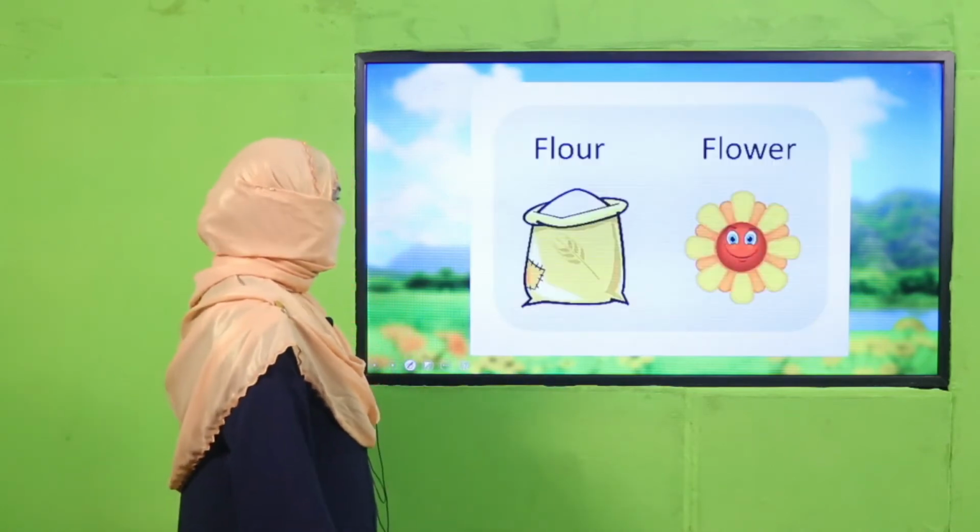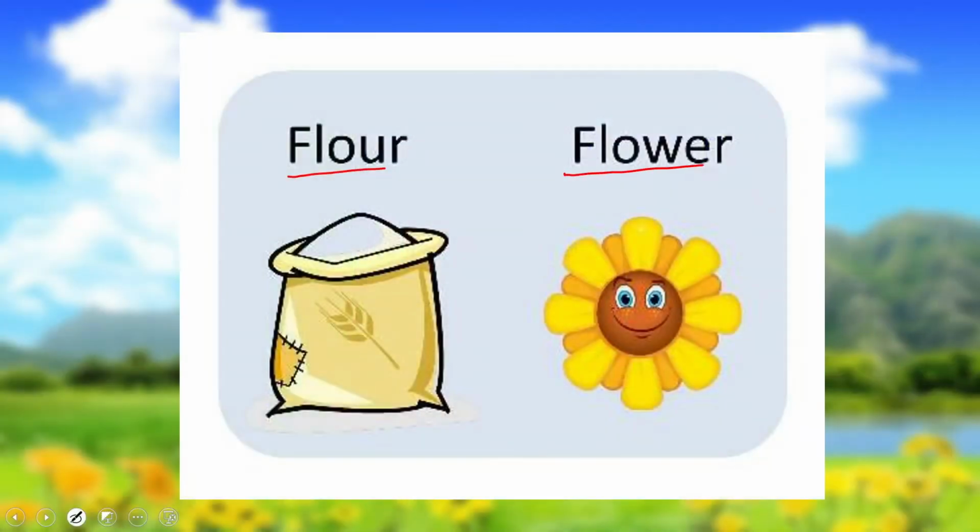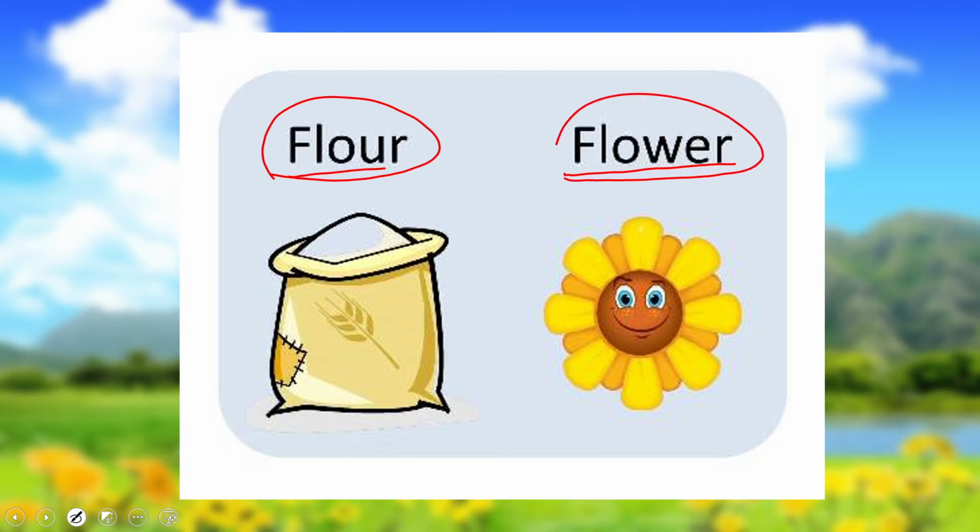Okay. The next example is flour and flour. What this flour mean? The flour with which we make roti, right? We make chapati out of it. And this flour is the flower which you can see here. So they sound same, but their spellings are different. So they are homophones. Okay.